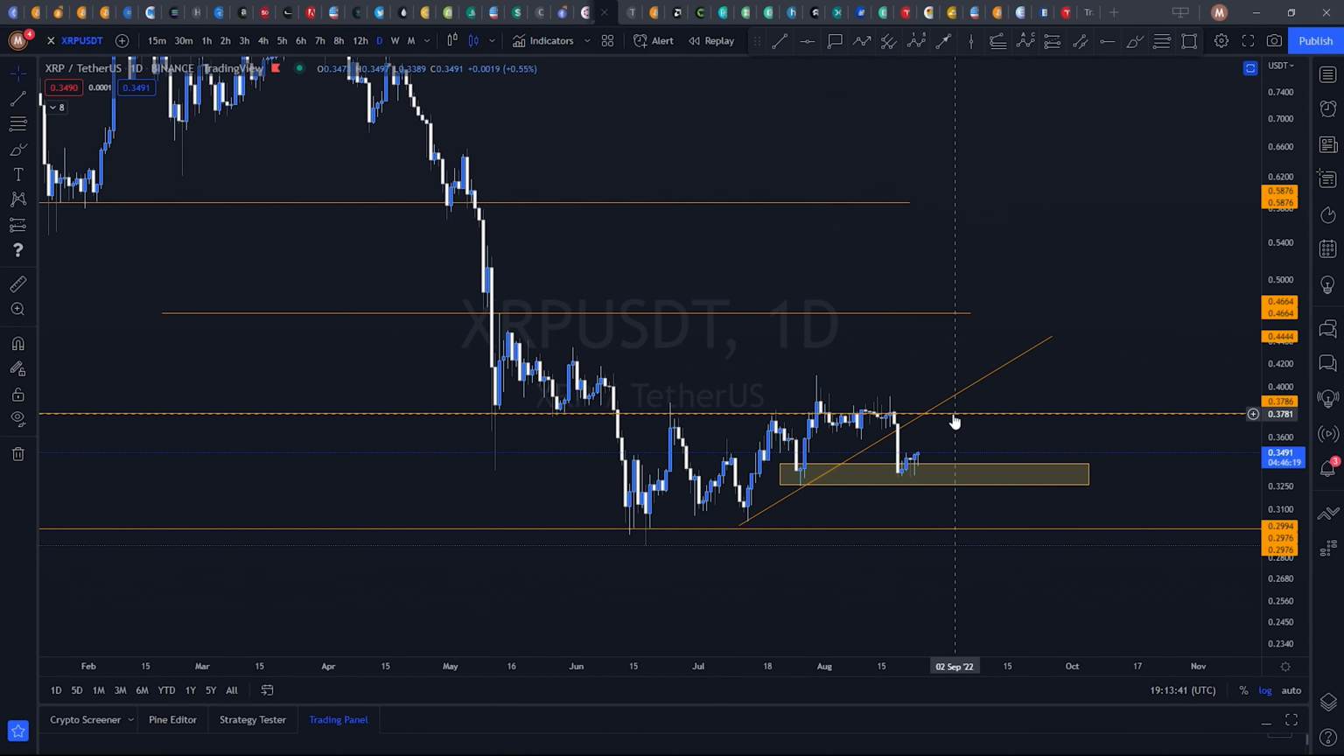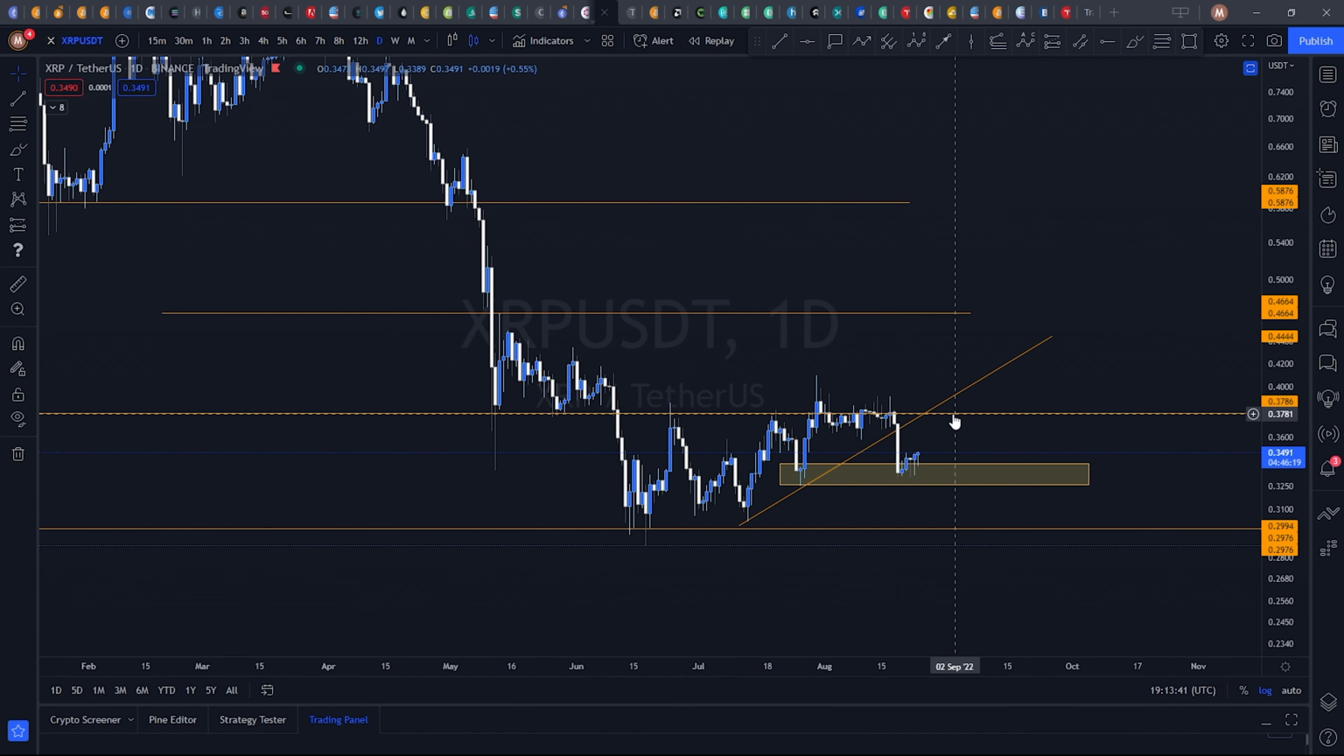Let's see. Oh, yeah, this is not what I wanted to see. So now you got the 10 and the 2 crossing. So this yield curve is actually starting to run sideways. So that means that we're staying inverted, right? Staying inverted is very bad.